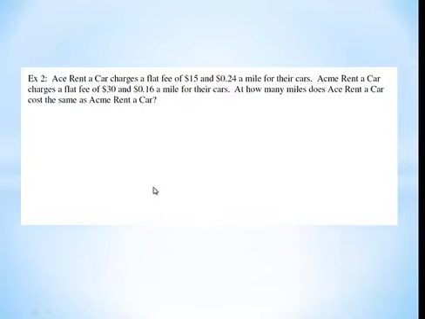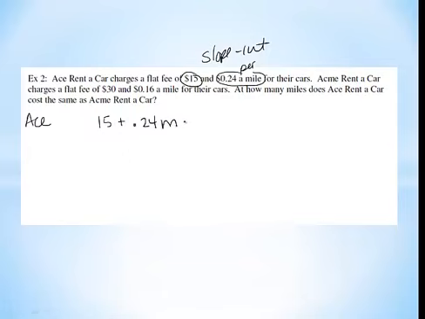Alright, Ace Rent-A-Car charges a flat fee of $15 and then 24 cents a mile for their cars. Acme Rent-A-Car charges a flat fee of $30 and then 16 cents a mile for their cars. So let's talk about Ace. It's a flat fee, and then it's so much money a mile, which is your imaginary per mile. Because there's a one-time fee and then a per, that's going to be slope-intercept. So we're going to go 15 plus 0.24 per mile, and that is Ace.